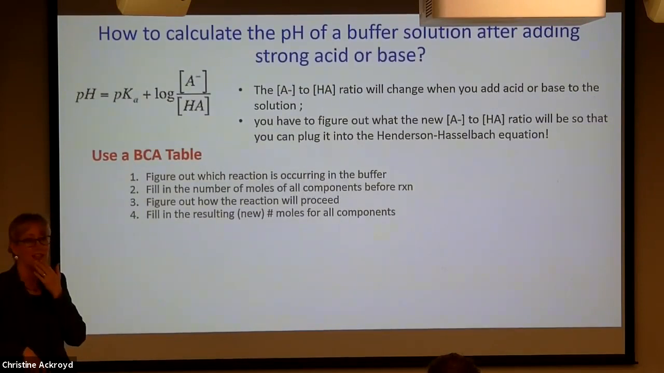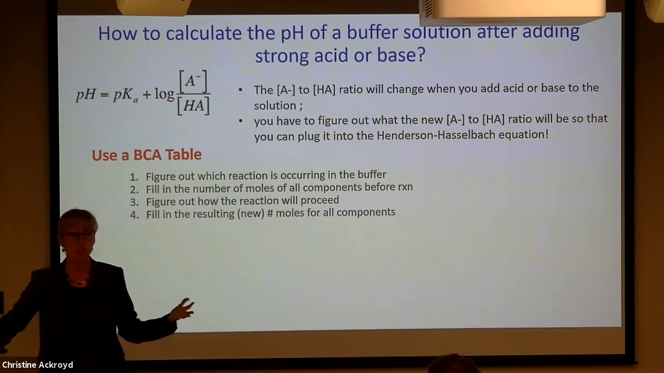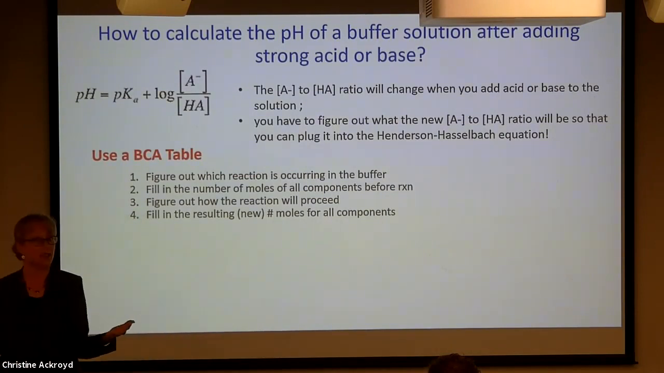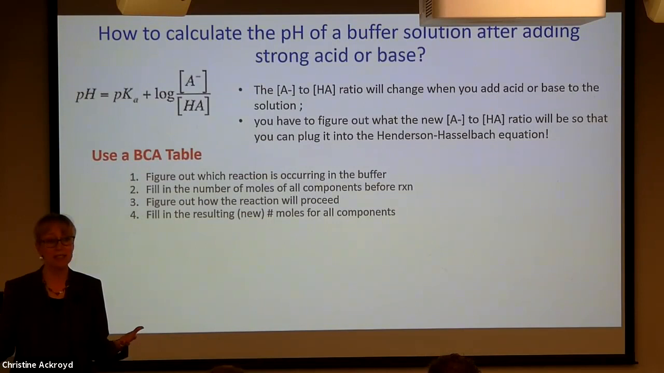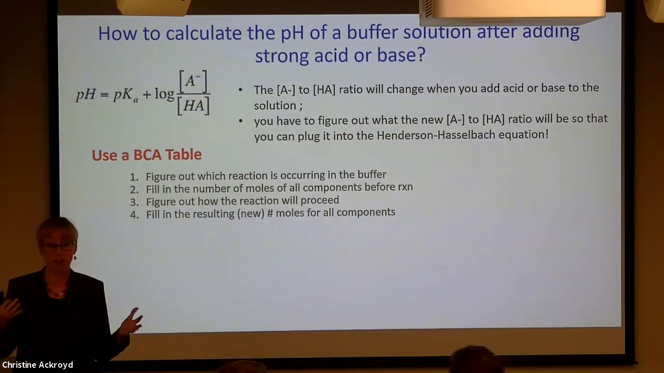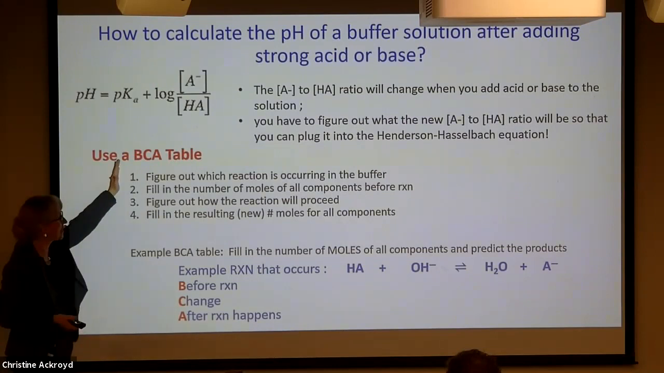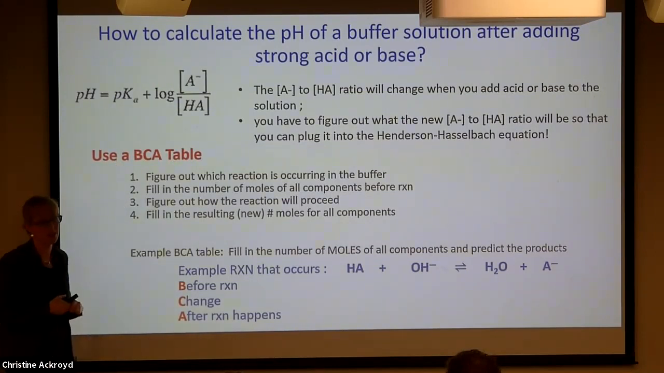Okay, there is a new, like a rice table, but it's not a rice table, called a BCA table. What you have to consider is that if you're adding strong acid or strong base to a buffer, the reaction of the acid or base is with the buffer. So what you're doing is changing the relative amounts of your buffer pair. You're changing the A/HA ratio. And your BCA table just helps you keep track of what's happening.